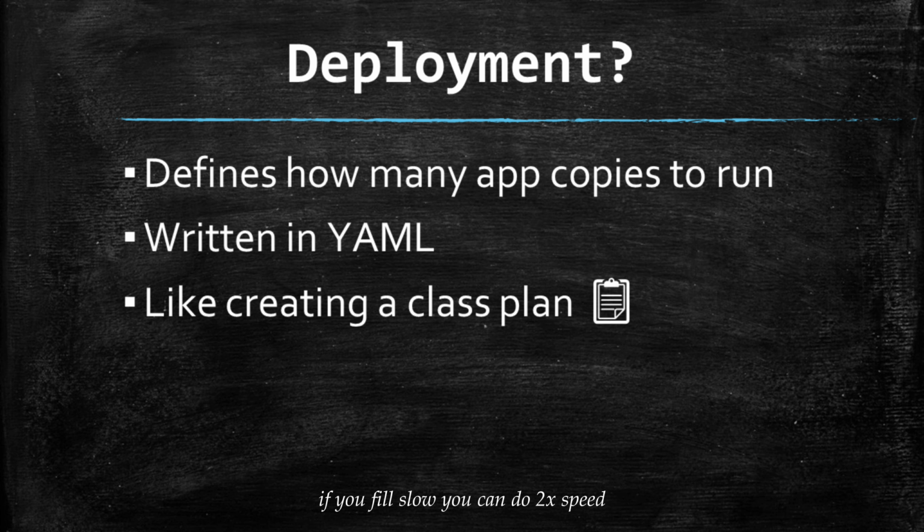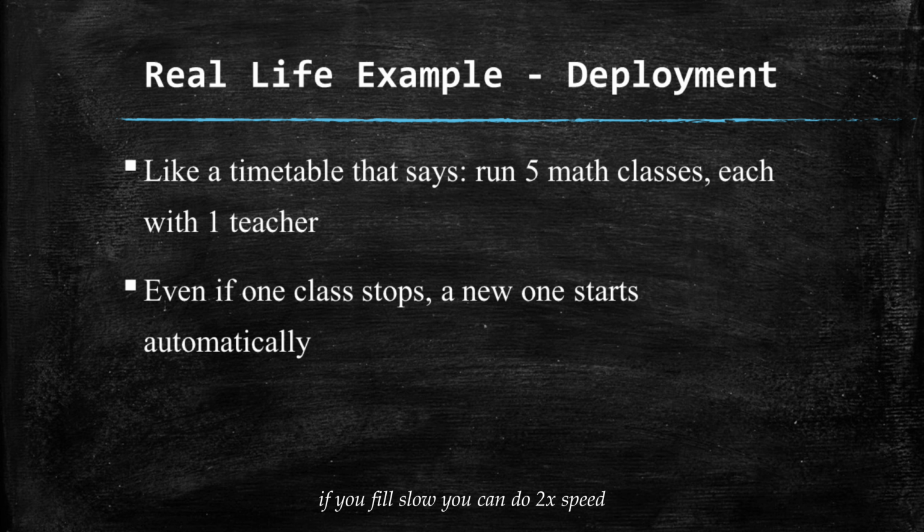Now let's say you want to open 5 classrooms for math. You create a plan: 5 rooms, all with the same teacher. If one classroom crashes, open a new one. In Kubernetes, this plan is called a deployment. You write the deployment in a file, usually in YAML language, and Kubernetes follows it exactly. It's like giving your principal a timetable and then they manage everything from there.